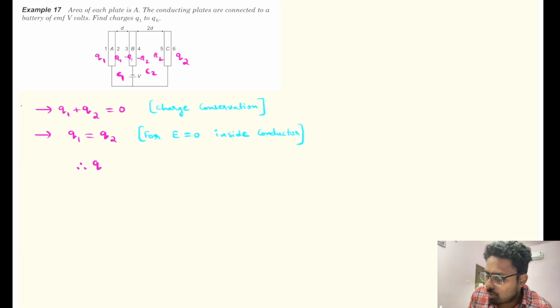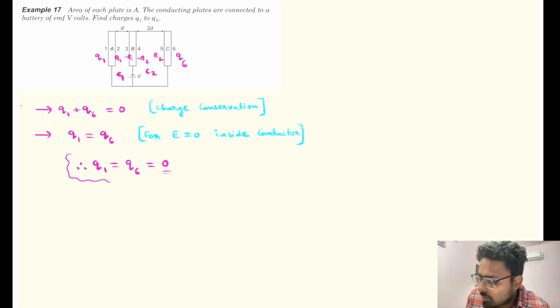Therefore, both Q1 and, my bad. They have given a name as what? Q6, right? So it is on the 6th plate. So this is Q6. Let me just change the names. So therefore Q1 plus Q6 is 0. Q1 equal to Q6. So therefore Q1 equal to Q6 equal to what? 0. So this will be the answer.